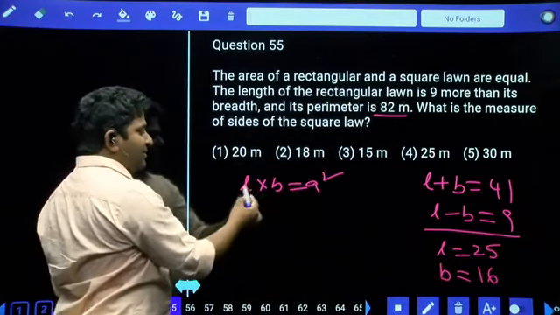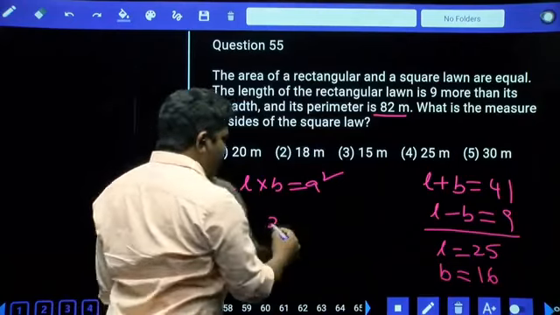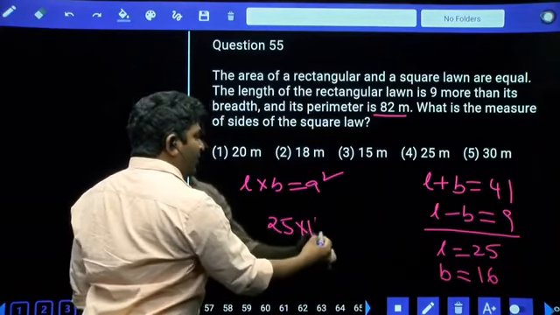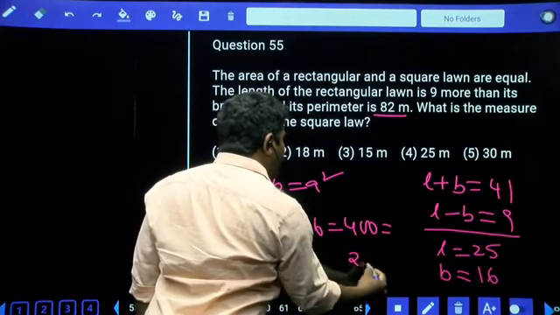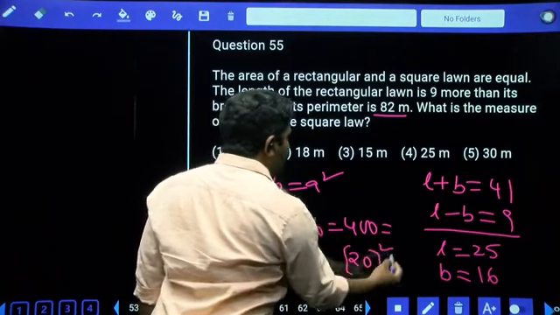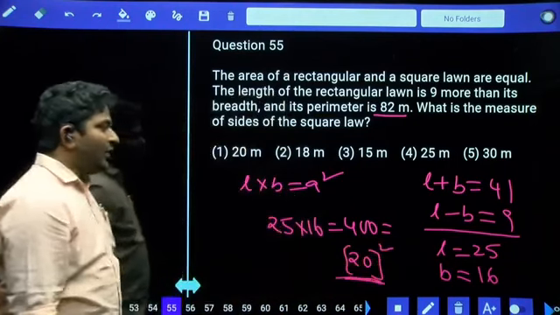So area of the square is equal to length into breadth, that is equal to 25 into 16, which is equal to 400. 400 can be written as 20 to the power of 2. So each side of the square lawn is equal to 20 meters.